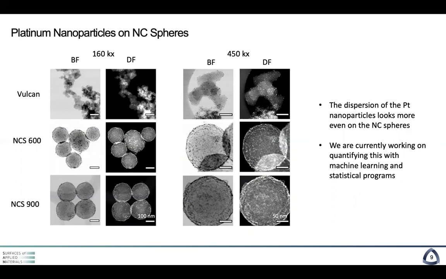Comparing these images from the Vulcan to the NC spheres, you can see that the dispersion of the platinum nanoparticles appears to be more even on the NC spheres. But when you compare the NC spheres from the 600 pyrolysis to the 900 degree ones, it's very hard to spot a difference. Therefore, we are working on quantifying the platinum amounts on these images with machine learning and statistical programs.